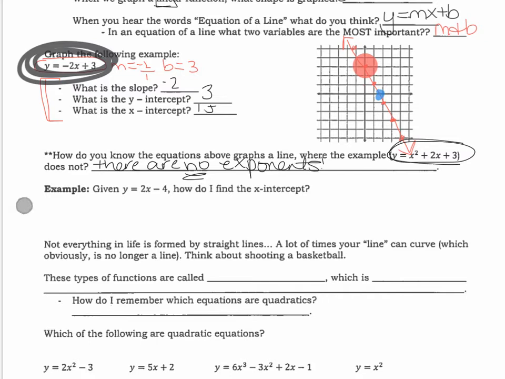Really, there are exponents, but the exponents are hiding, so the exponents that are hiding are just 1. So I have an exponent of 1, which makes it linear. An exponent of 2 makes it something else. An exponent of 3 makes it something entirely different.